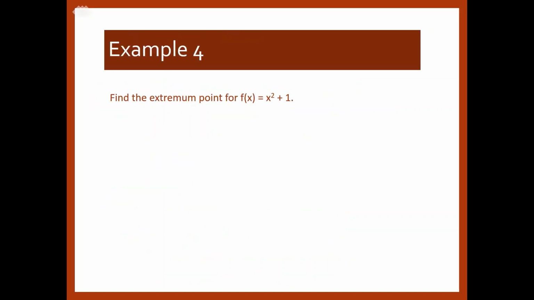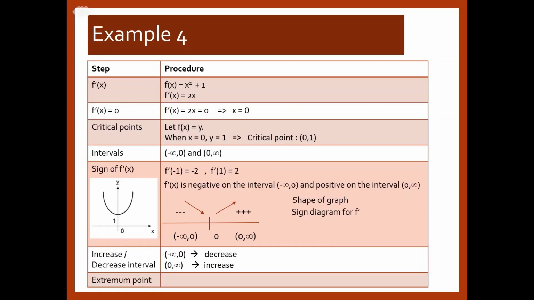Refer to example 4. You need to find the extremum point for the given function. For this function, we have identified the intervals where the function is increasing or decreasing. Under the first example just now, we concluded that the function is decreasing on the interval negative infinity to 0 and increasing on the interval 0 to infinity. Therefore, the critical point (0, 1) is said to be a minimum.